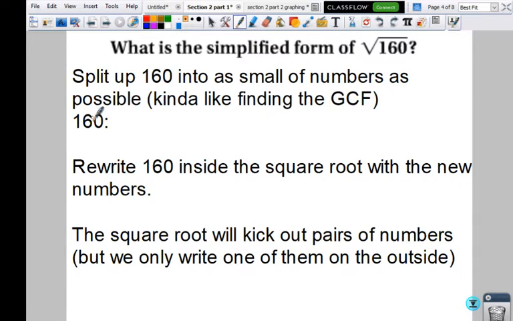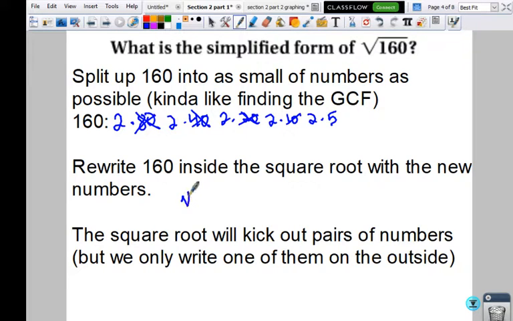160 is the same thing as 2 times 80, right? And can't I split 80 up into 2 times 40? And let's keep going. 2 times 20, then 2 times 10, which is 2 times 5. So 160 is really 2 times 2 times 2 times 2 times 2 times 5. Okay, I'm going to rewrite 160 with that inside the square root with my new numbers.